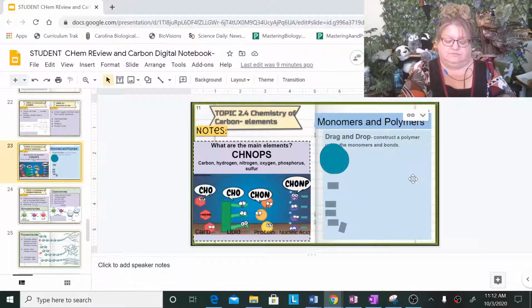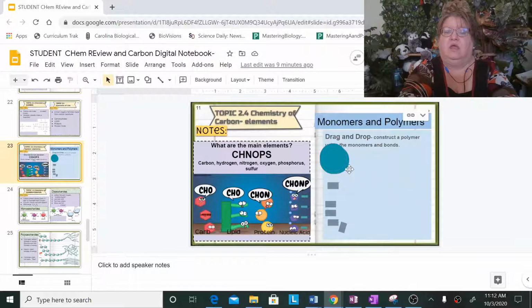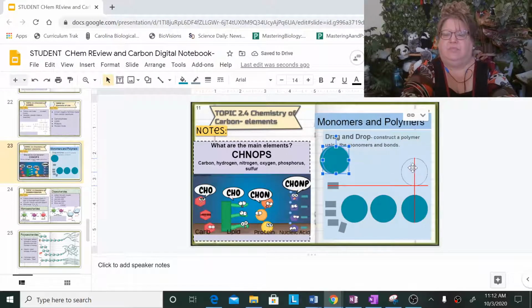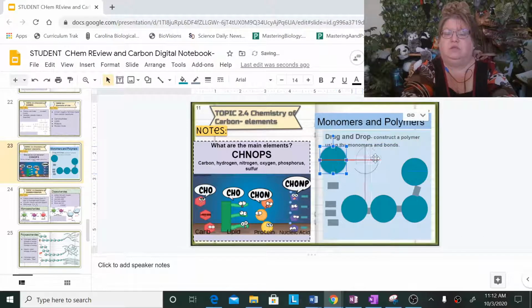Now, the words should help you out. Monomer means one, and polymer, poly means many. So we're going to do this. You need to do this as well on your Google Slides. We're going to put some monomers down on our screen. And this is similar to what happens when you're building muscle, when you're building hair. What your body does is it takes these monomers, whatever monomer that we're going to be using, and it's going to be connecting those monomers together.